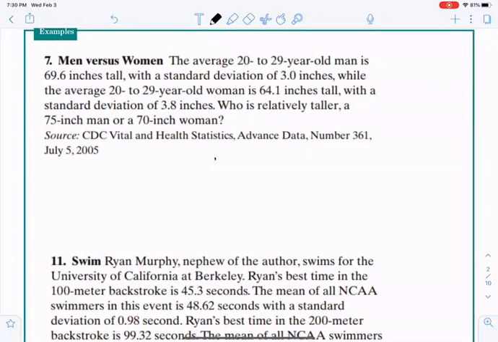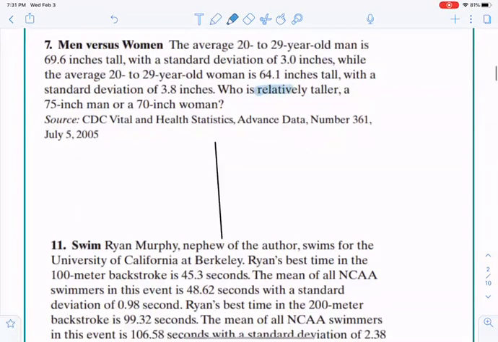Now you may just look at the raw numbers and come to a conclusion: oh, 75 is definitely bigger than 70, so it has to be the man. But that is not the question here. The key word here is relatively taller. Relative to your group, among all females, are you considered a tall person? Among all males, are you considered a tall person? So we want to look at the comparison in a relative sense. So we'll go with men first, then women.